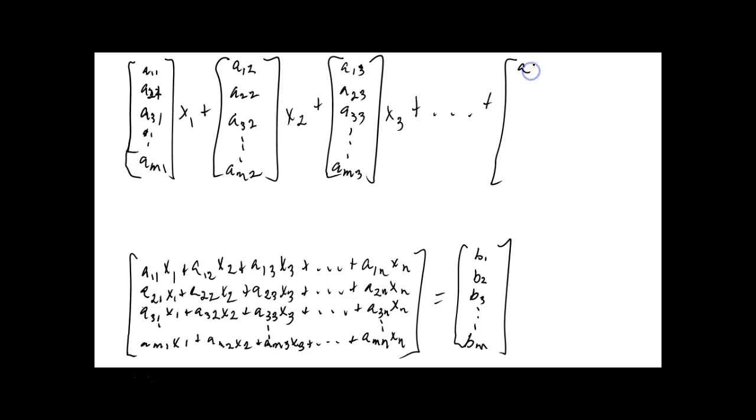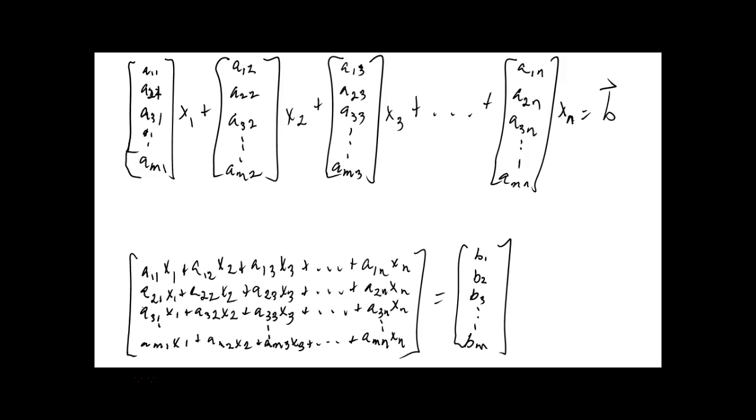finally A1n, A2n, A3n, dot, dot, dot, down to Amn times x sub n. It's an ugly looking n. Okay, and that's equal to your B vector. I'm going to get lazy like they are and just write it that way. It's the same B vector.